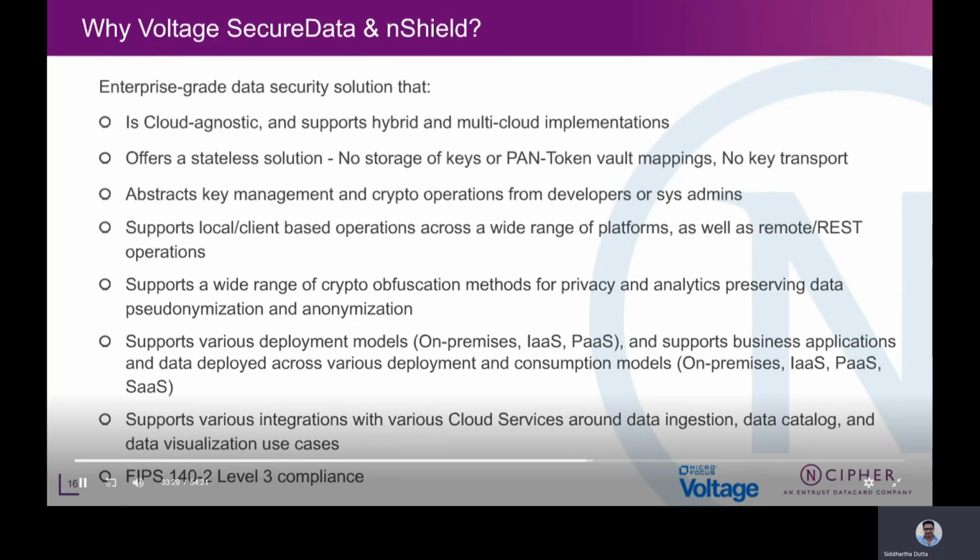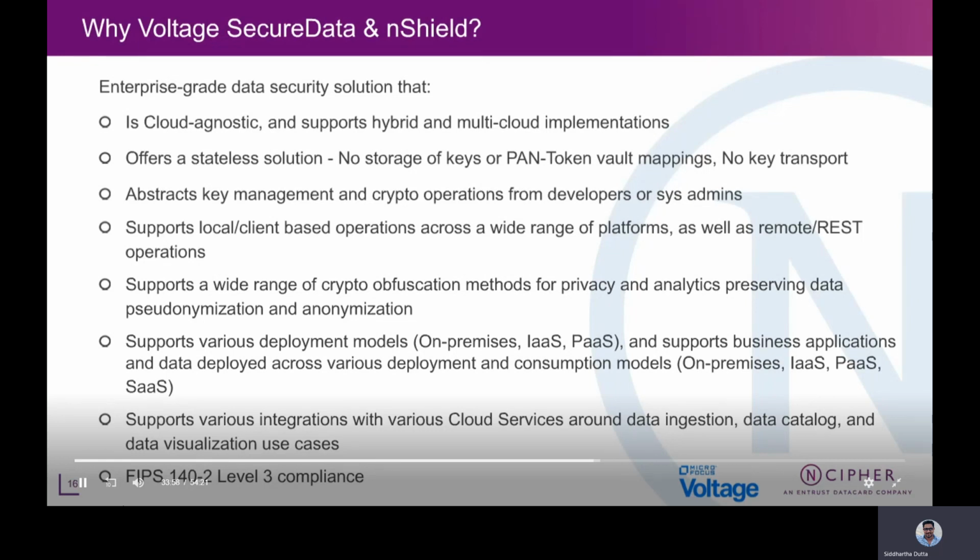It supports local client-based operations for when you need tens of microsecond level of per field data protection performance. I mean, that's wicked fast. And of course, across a range of platforms, as well as remote operations or REST operations, and possibly the widest range of crypto obfuscation methods. And I could have an entire session on those individual capabilities.